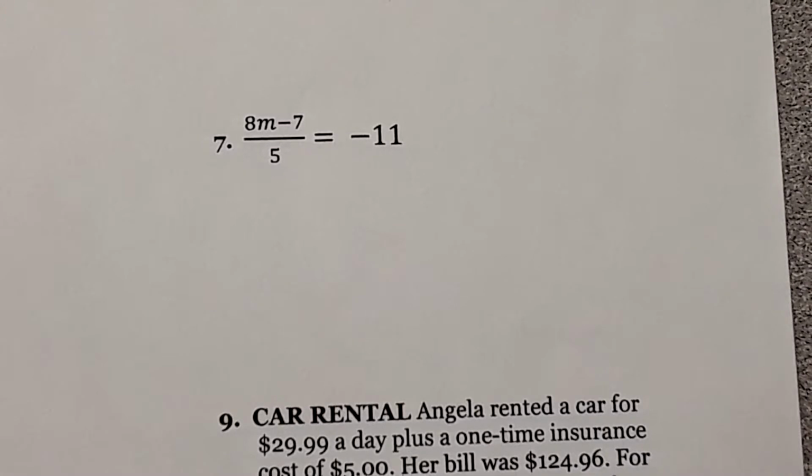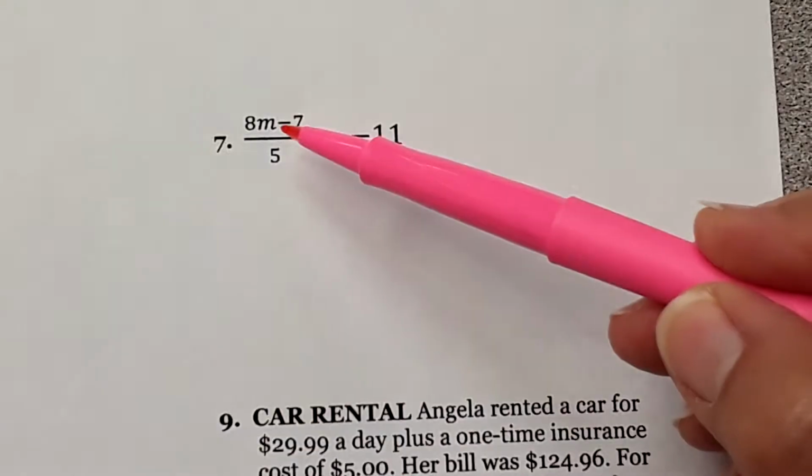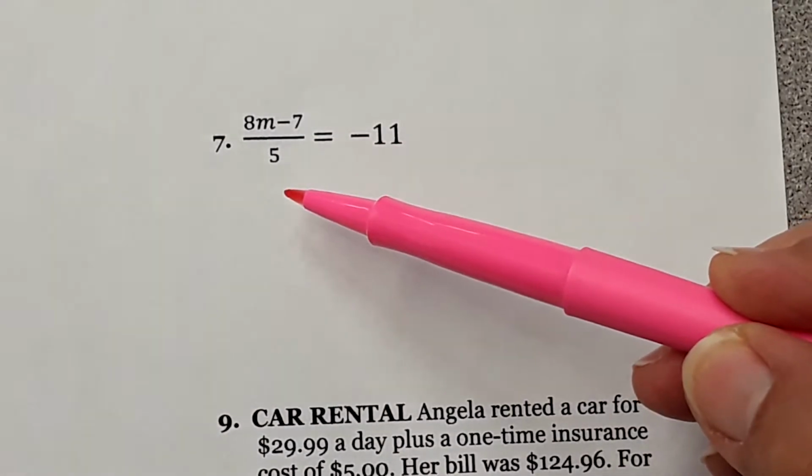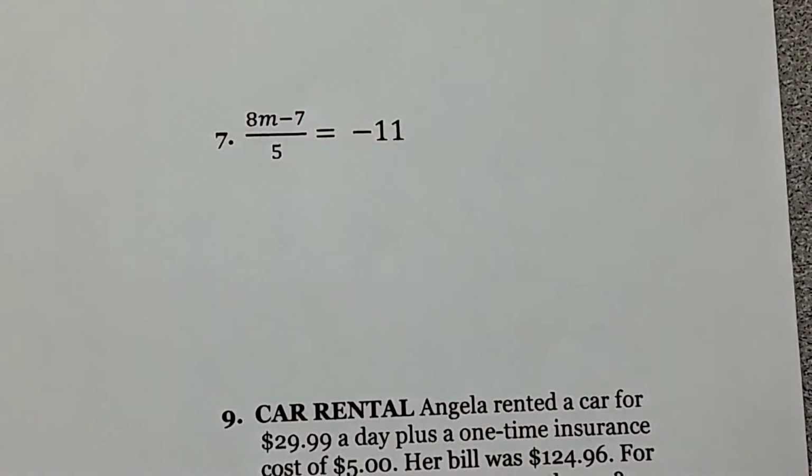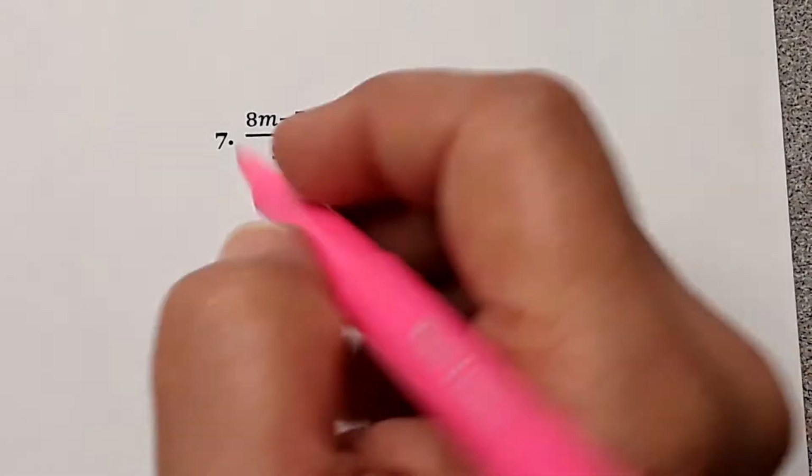So, this one is a unique one. So, 7 and 8 are solved a little bit differently, because usually we don't start off with multiplication. But do you see how 8m minus 7 is over the 5? So it's a fraction. So what we need to do is get rid of that fraction first. And in order to get rid of the fraction, we're going to multiply everything by 5. So I'm going to rewrite the equation for this step just to show you what I mean by that, okay?